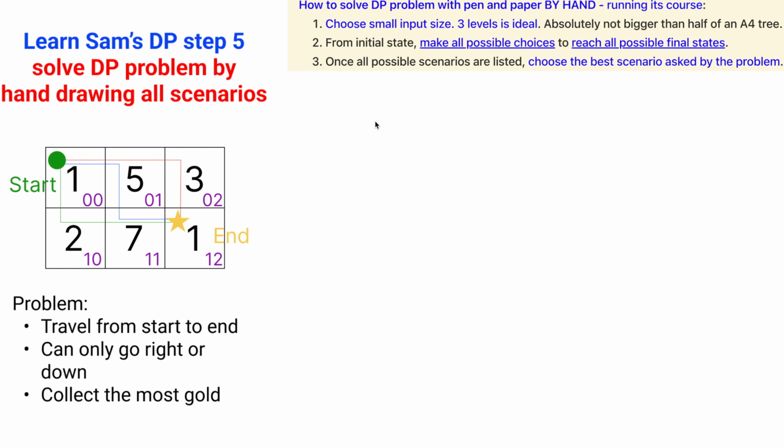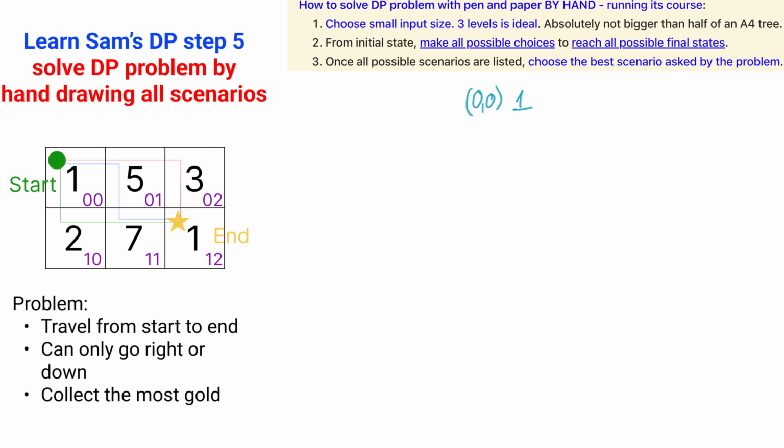Step 2, from initial state, we're going to make all possible choices and reach all possible final states. So again, our problem is we need to travel from start to end. That means we need to go from here to here. So our initial state is here. So to start our tree, we are at 0, 0. That's where we have one goal. This is our initial state. Now we're gonna make all possible choices from this state.